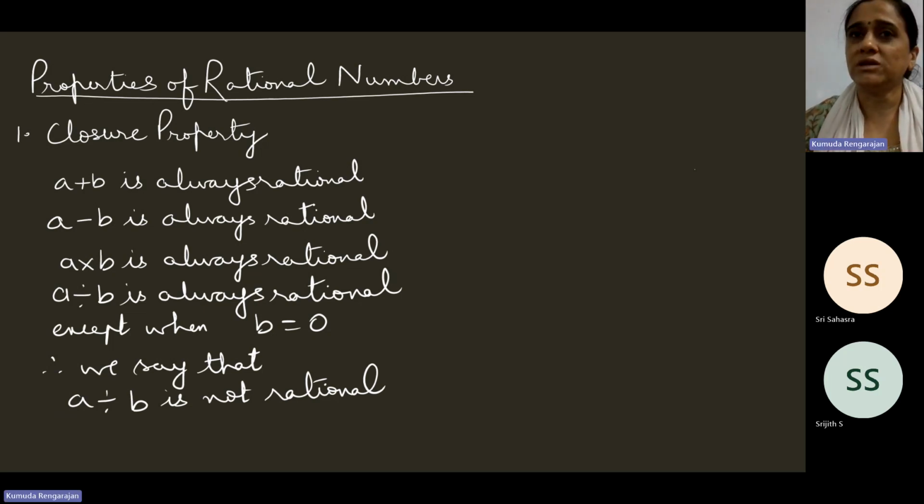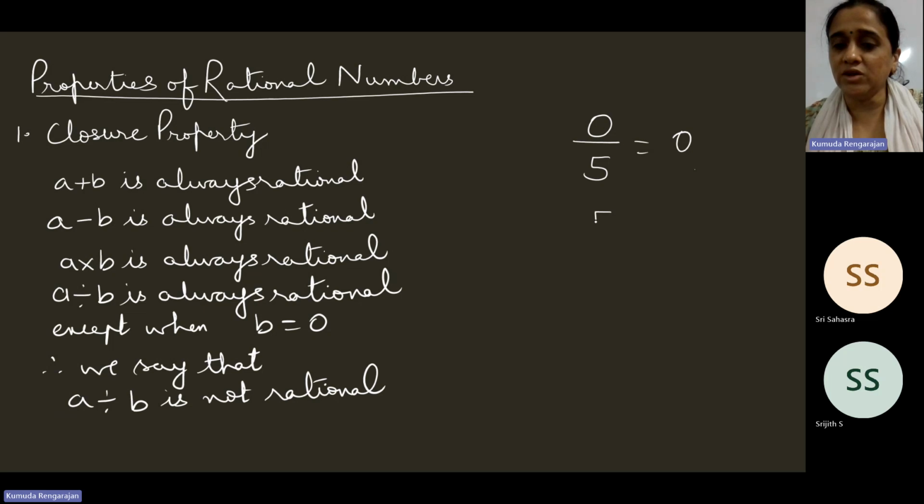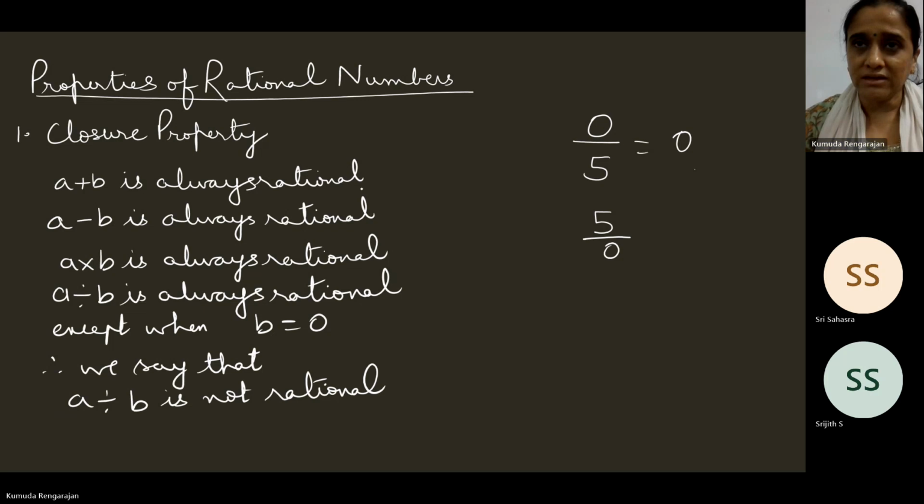Similarly, for any two rational numbers A and B, find A divided by B. This result is always rational except when the denominator B is 0. The numerator can be 0, because 0 by 5 is 0. The denominator, if the denominator is 0, the division is not defined. So remember, A divided by B is always rational, except when the denominator B is 0. When B is 0, A divided by B is not rational.